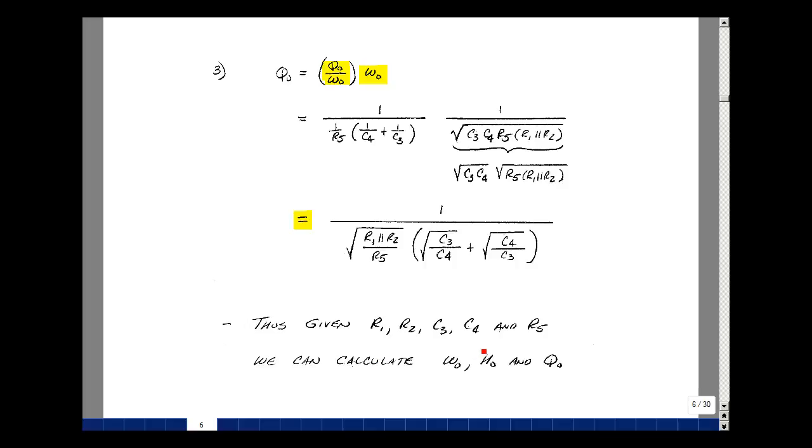What I've got is an expression now for omega naught, H naught and Q naught in terms of the 5 components in my circuit. If I were to measure my components very accurately, I could then calculate these 3 filter parameters. What we're going to see later in this lab and the next lab is that we're going to specify filters with these 3 parameters, and then I want to be able to pick these values of components so that I can build my circuit.